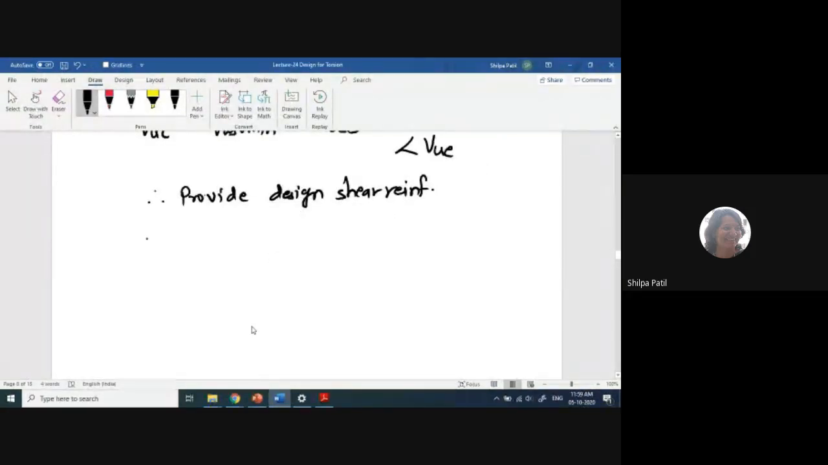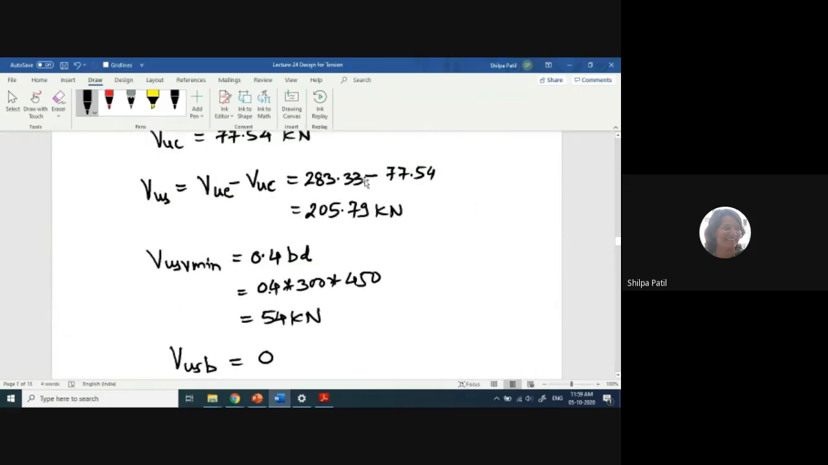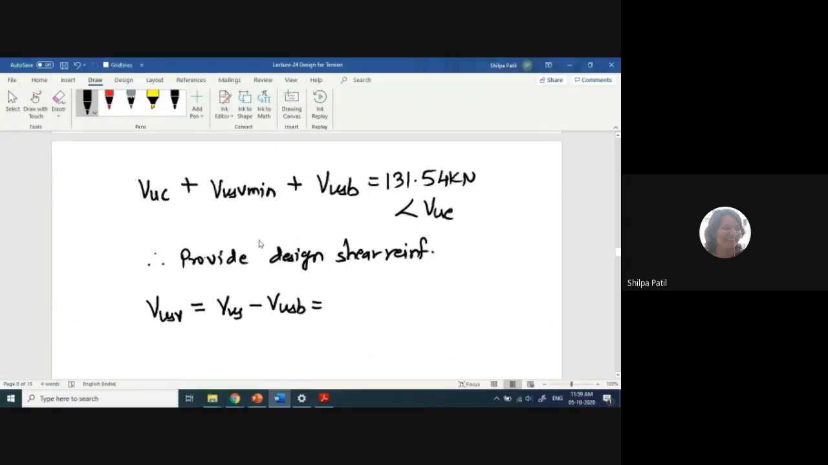So what is that amount? VUSV we calculate as VUS minus VUSB. Am I right? Yes, ma'am. So what is VUS? VUS is already the result of this calculation, 205.79 minus VUSB 0. So it is 205.79 kilonewton, this value.